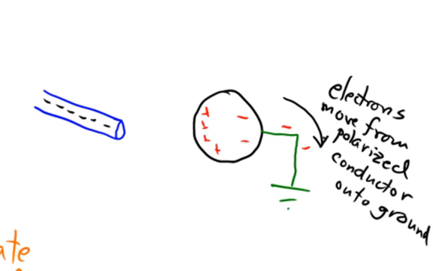Now I connect the ground. Electrons leave the polarized sphere because they want to get as far away as possible from this negatively charged wand that's doing the polarizing. So they leave the sphere and they go onto the ground. Next, I break the ground. I remove the ground.